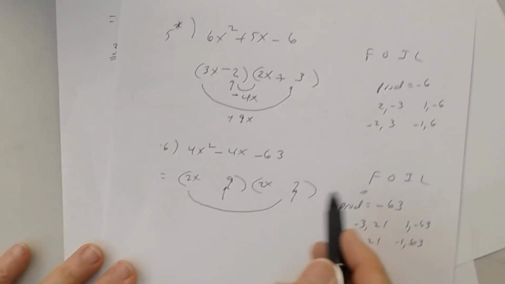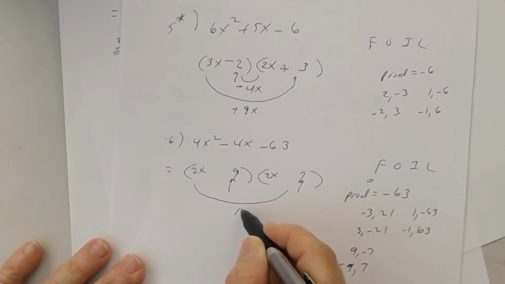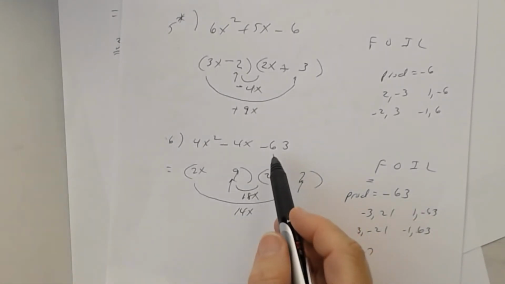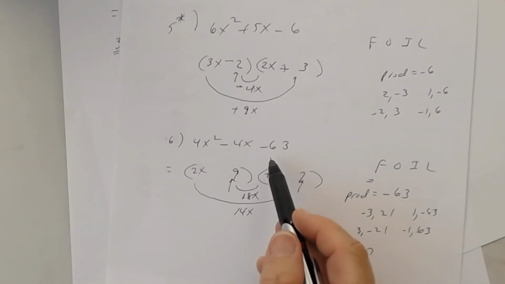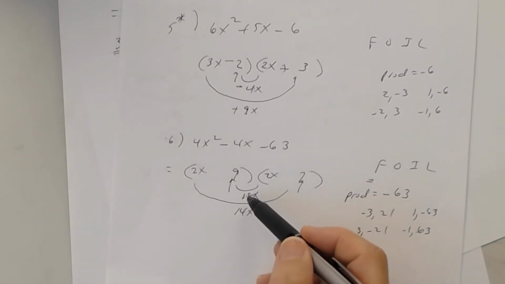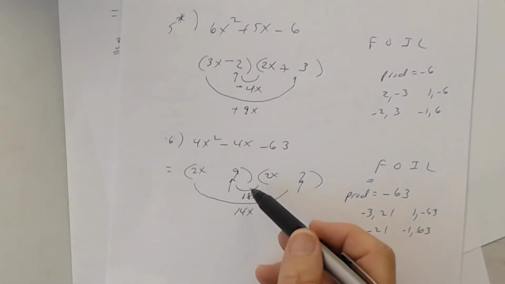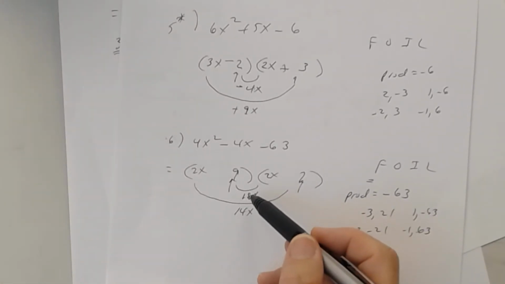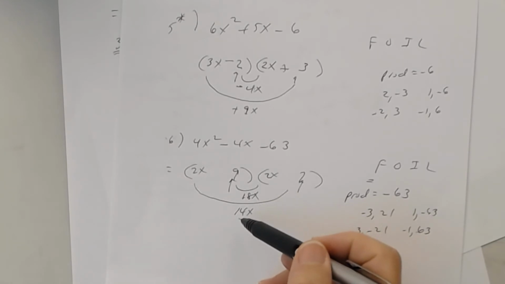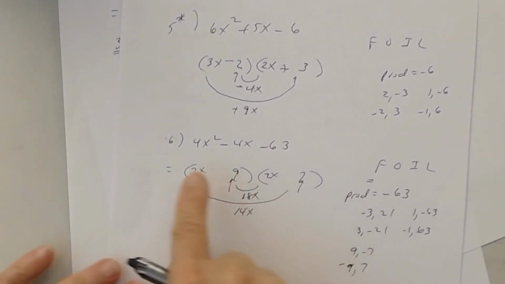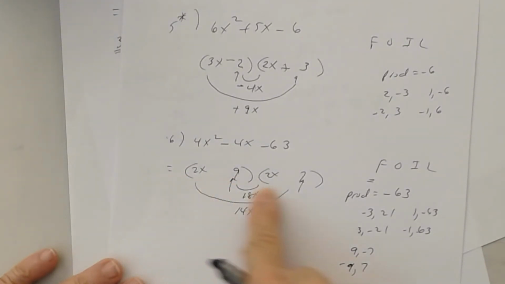What's the outer? 14x. What's the inner? All right. Now, the last sign's what kind of number, though? Negative. So that means one of these is positive, one of these is negative, which means I'm really going to be subtracting them. What's 18x minus 14x? 4x, and that's what I wanted. So that means that the order is the same. The order is correct.